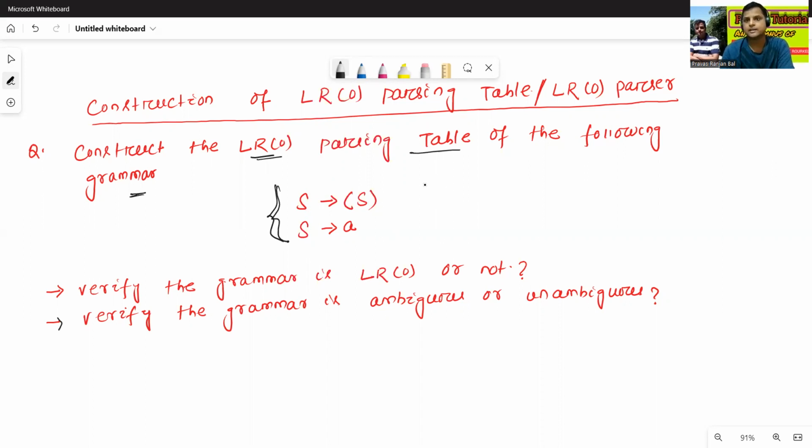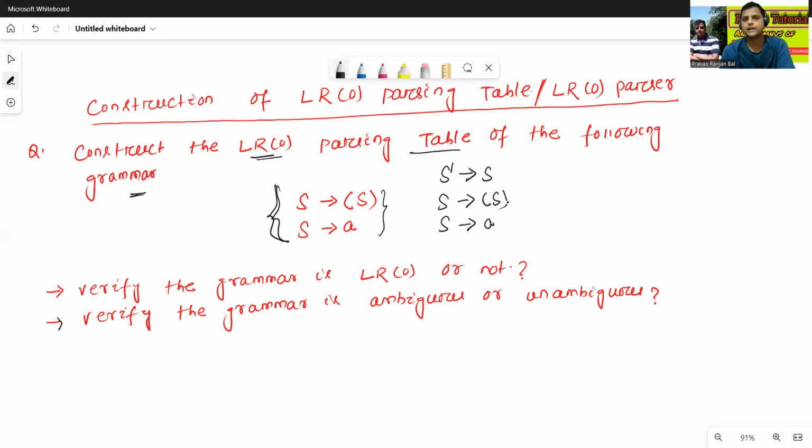Now we'll add the augmented grammar in this step. Means what? S prime to S. So the augmented grammar is given like this: S prime to S, and then simply copy the grammar: S to open bracket S close bracket S, and S to small a.